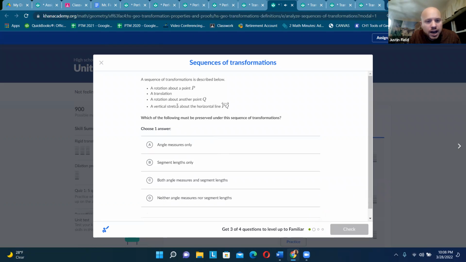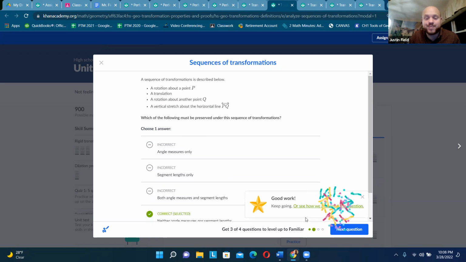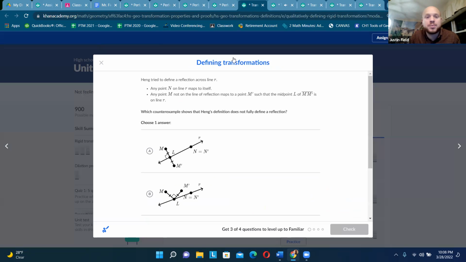Okay, so vertical stretch, that's not even a dilation. So yeah, not even angle measures are going to be preserved. Sad.